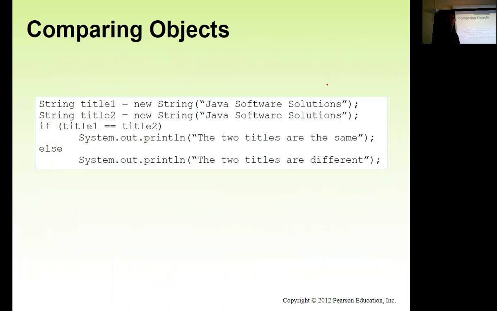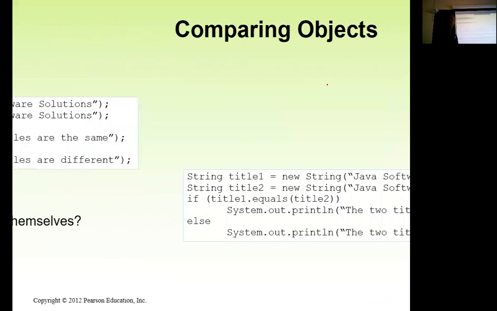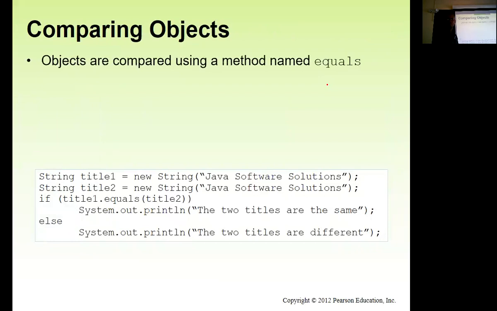Now, in comparing objects, as I said to you earlier, if we had 2 strings, for example, what we need to do is... Oh, consider the following statements. All right, what is compared? I kind of told you that already, because I said to you that it's the object references that are going to be compared, and so that is not going to help.